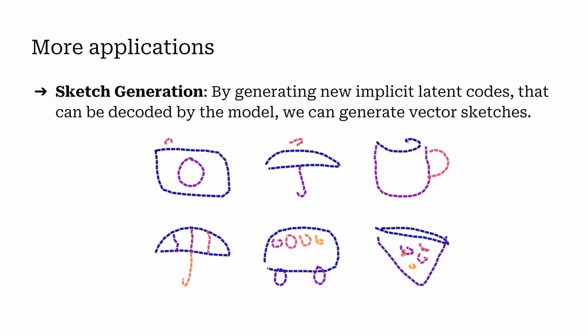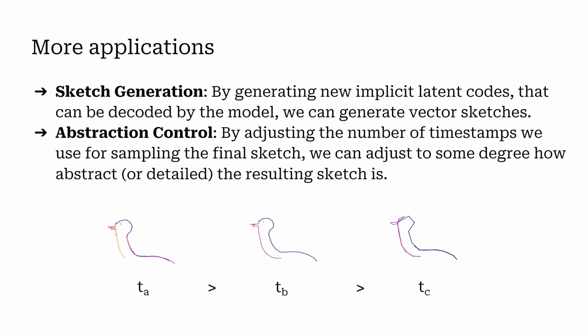As discussed earlier, we can perform sketch generation by generating new implicit latent codes that can be decoded by our model into corresponding vector sketches. We can also perform vectorization of raster sketches by encoding raster sketches into latent codes, which can be decoded into their vector forms. We can also perform abstraction control.